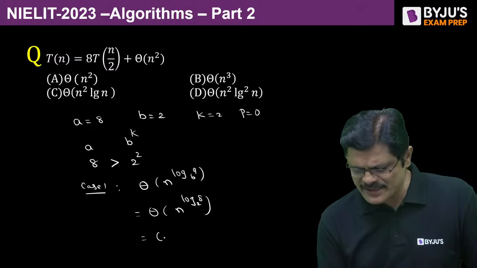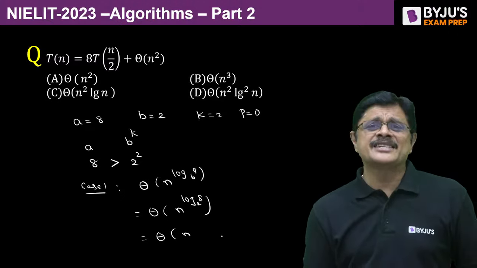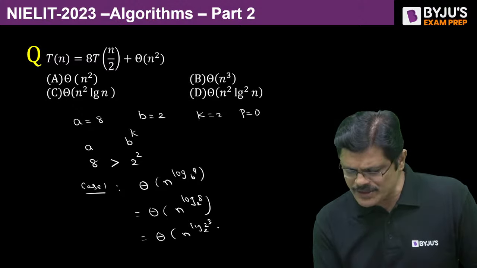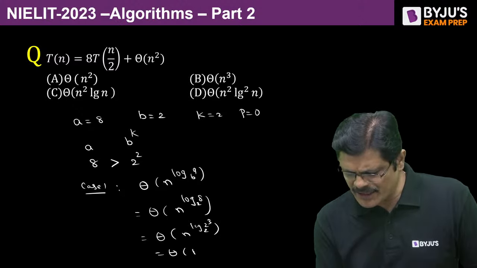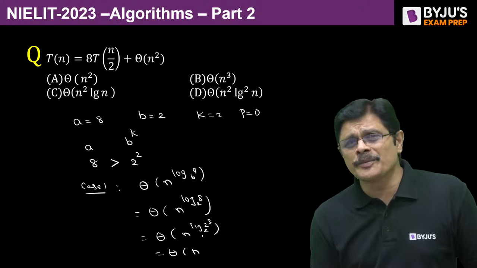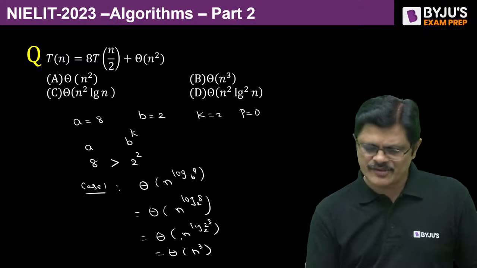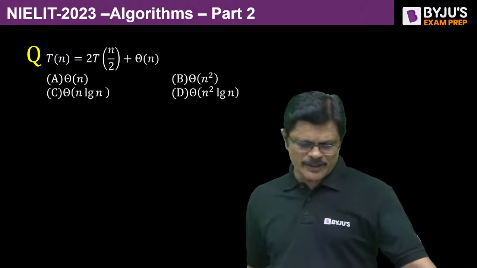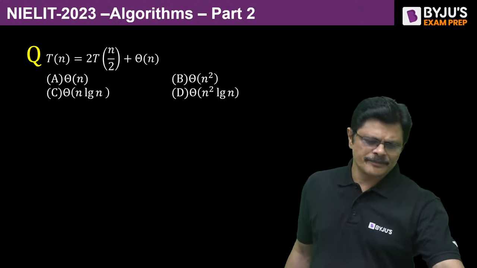So what is the answer for this, sir? 8 is nothing but 2 cube. So it is log 2 cube to the base 2. That is nothing but theta n cube. Log 2 to the base 2 is 1. So it is n cube, my dear friends, which is nothing but option B. Wonderful. Within no time you answered that. Super. The next question.